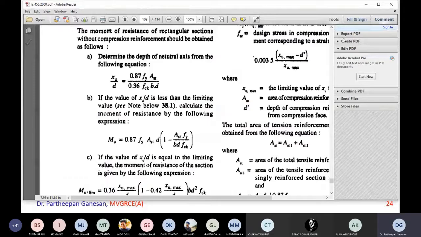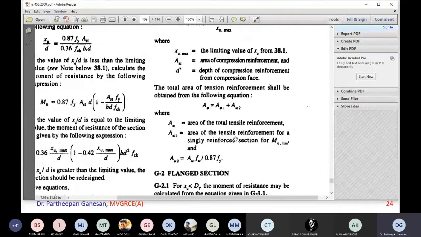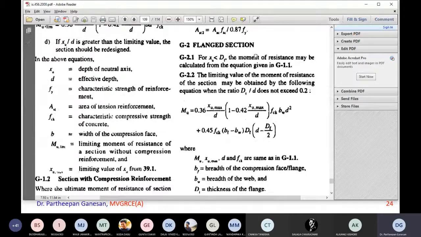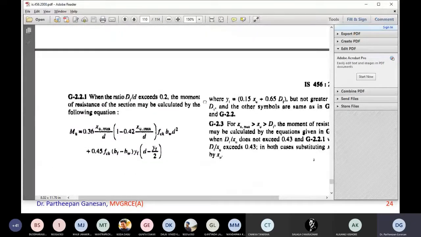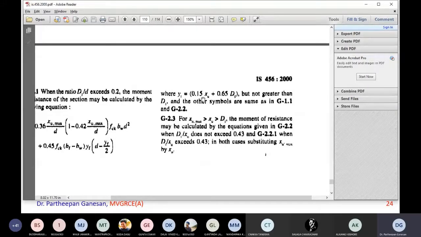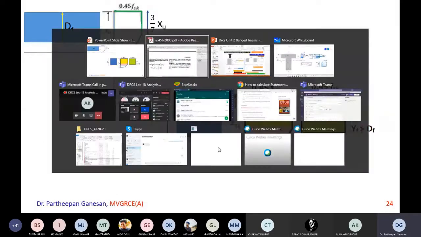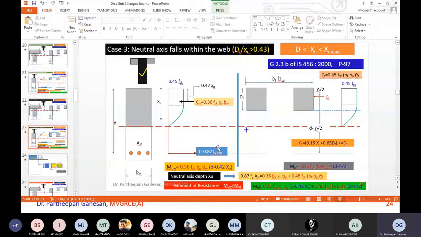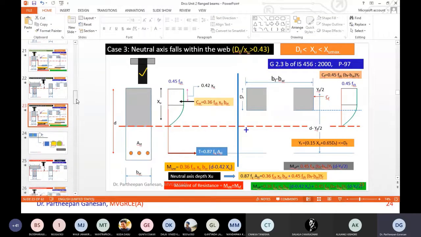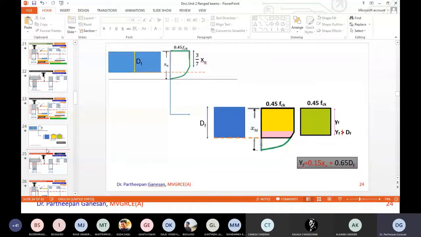So I will show you here. The fourth and fifth case is the same as the second and third, which I will explain in a while. Here you see, YF is equal to 0.15 XU plus 0.65 DF, but not greater than DF. I will take 5 minutes more, because we have to start again tomorrow and it will be a waste of time. So anybody having any doubt till now in the second and third case? If you have any doubt, please let me know. I will clarify it, because the next one is much easier. It is given in the code itself.